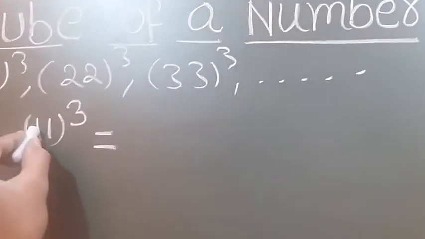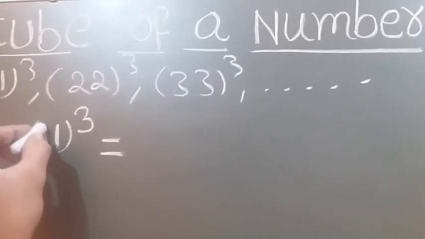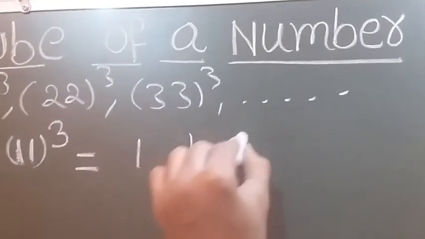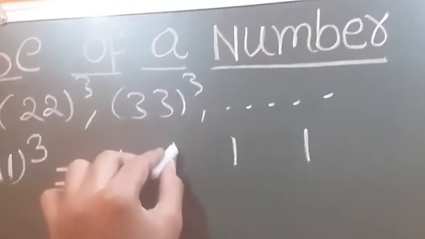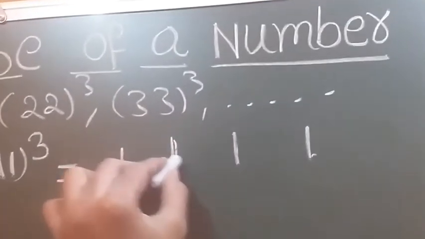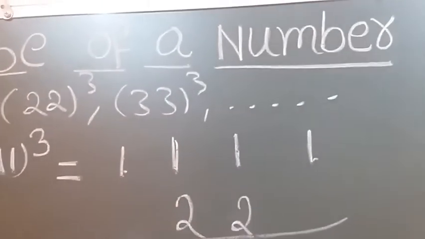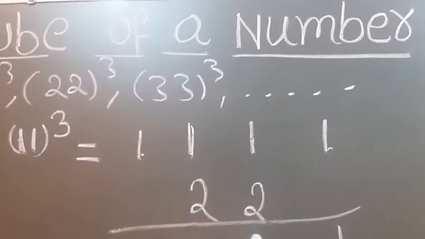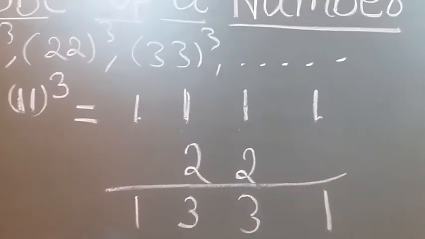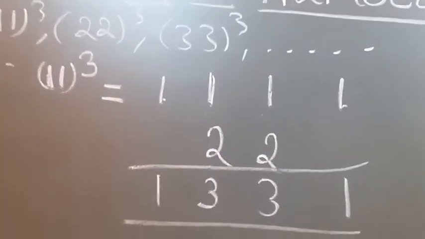Simple example, 11 cube. First step of this method: both two digits are same, right? Square the number 1. 1 into 1, 1. Keep it 4 times. Now forget about the first and last digit. Double the digits in the middle. 1 plus 1, 2. Now add these two. 2 plus 1, 3. 1331 is the cube of the number 11.